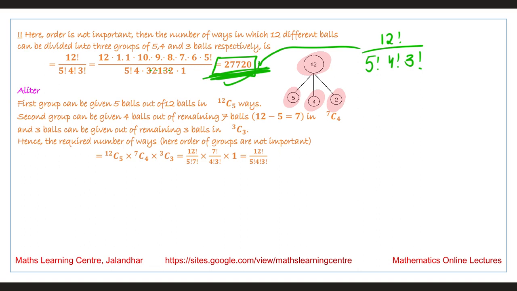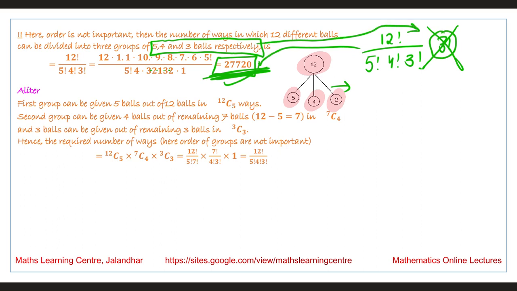It is being given that it is to be distributed among 5, 4 and 3 respectively. The ordering is not important over here, and that is why we are not multiplying with 3 factorial. When we say ordering is not important, it means the grouping we are talking about is fixed, that this is the first place, this is the second place and this is the third place, and that is why we are not multiplying with 3 factorial.